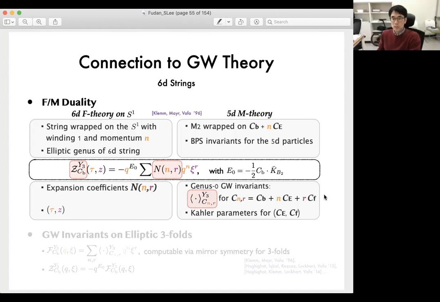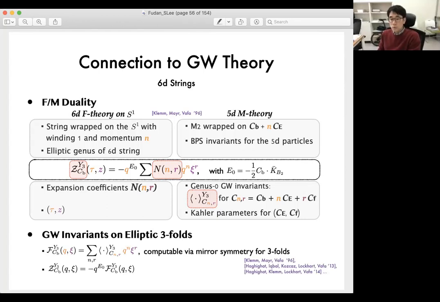And the fugacities tau and z are the volumes of CE and CF on the M-theory side. Note that there is a shift by the zero point energy given in terms of this topological intersection, where K bar denotes the anti-canonical class of the base P2. So in the end, up to an overall shift, the generating function, a curly FCB of these enumerative invariants is going to be identified with the elliptic genus curly ZCB of the, so to speak, CB string. And furthermore, famously, the FCB is computable via the good old mirror symmetry techniques for threefolds.